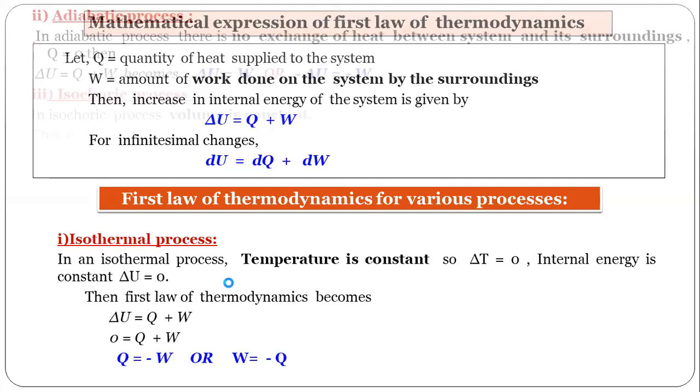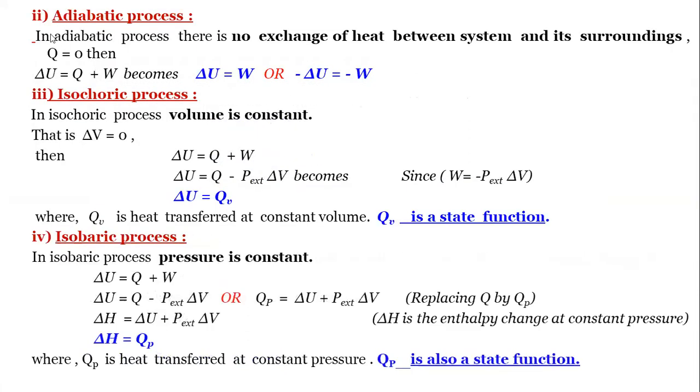Then the next process is the adiabatic process. In the adiabatic process, there is no exchange of heat between the system and its surroundings. It is called the adiabatic process. So in case of adiabatic process, Q is equal to 0, because we are not exchanging heat.